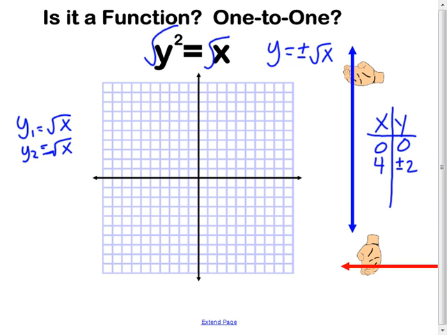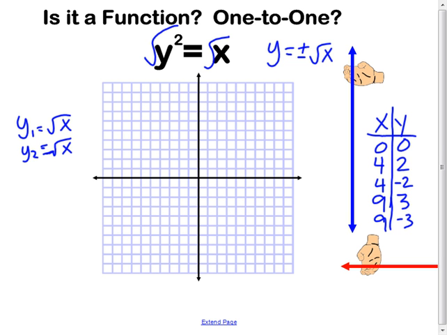Okay, so actually I would need to have one coordinate where if I plug in 4 for x, I would have one output where it's 2, and one output where it's negative 2. Okay, if I were to plug in 9, the square root of 9 is either positive 3 or negative 3. So you see how you would need both of those outputs.